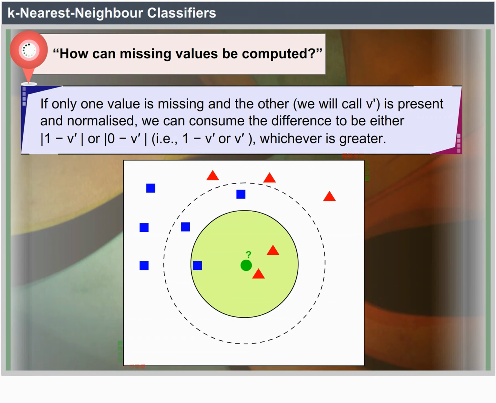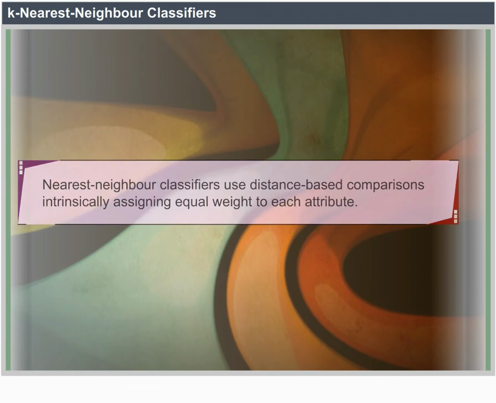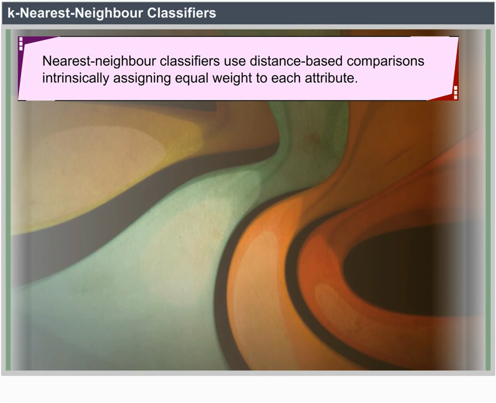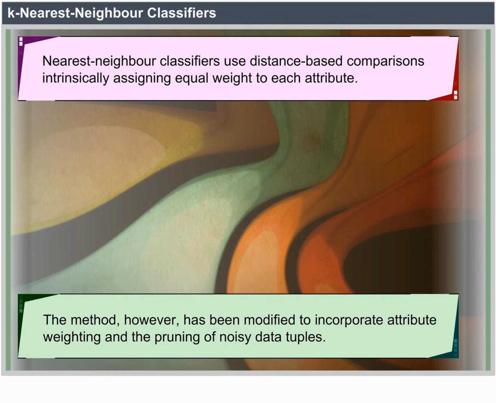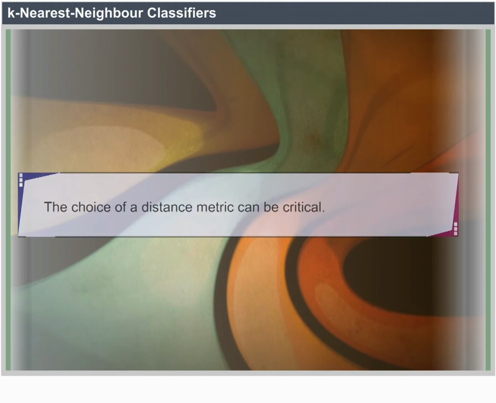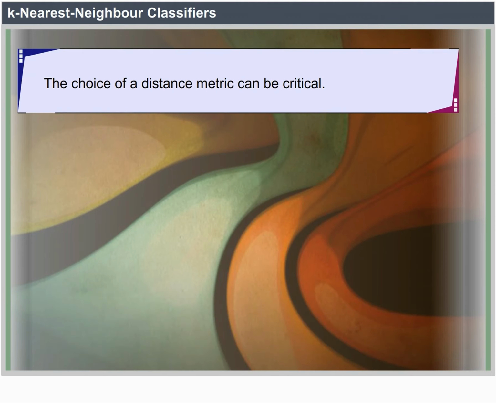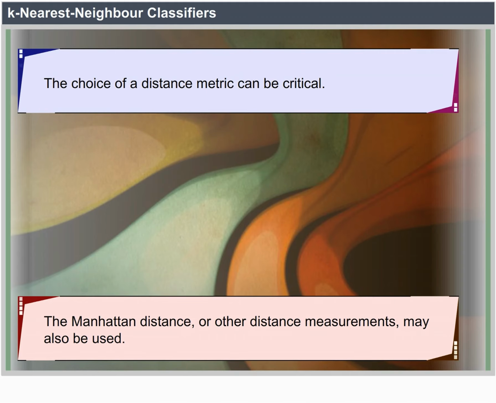Nearest neighbor classifiers use distance-based comparisons that intrinsically assign equal weight to each attribute. The method, however, has been modified to incorporate attribute weighting and pruning of noisy data tuples. The choice of a distance metric can be critical. The Manhattan distance or other distance measurements may also be used.